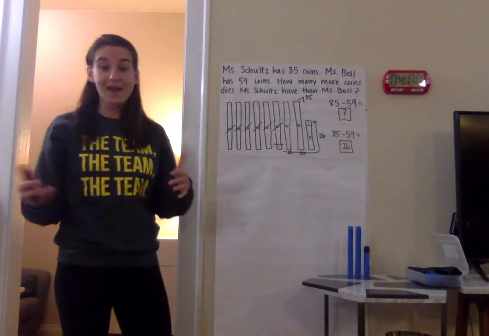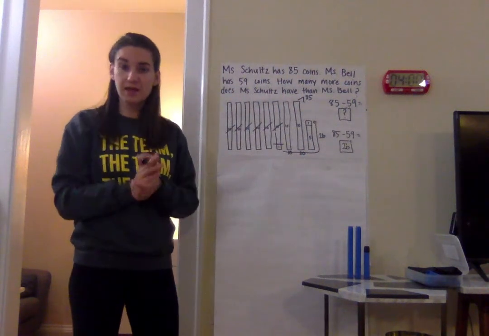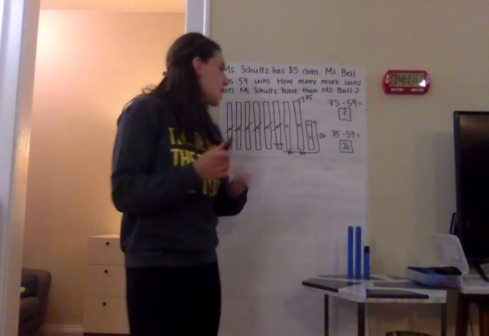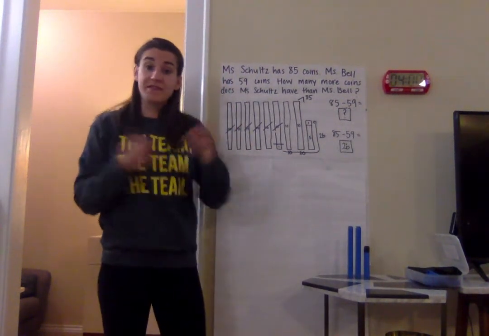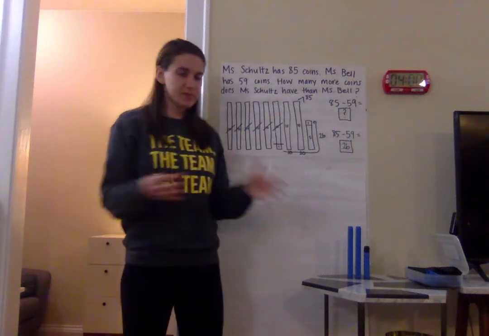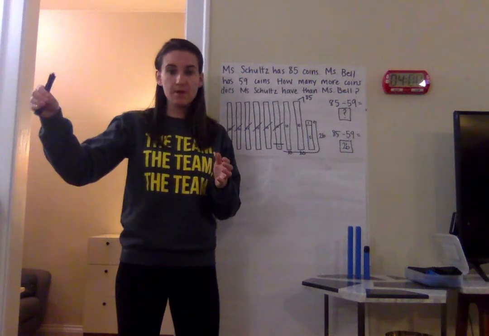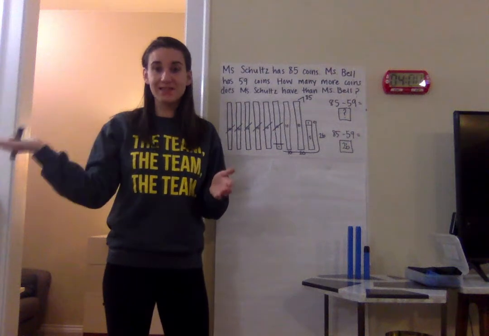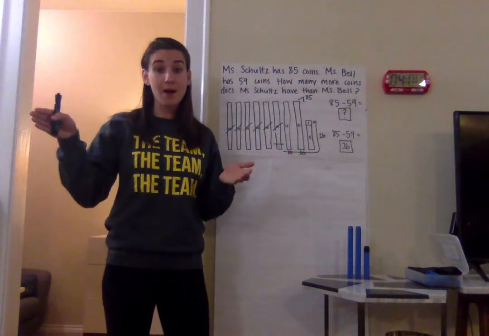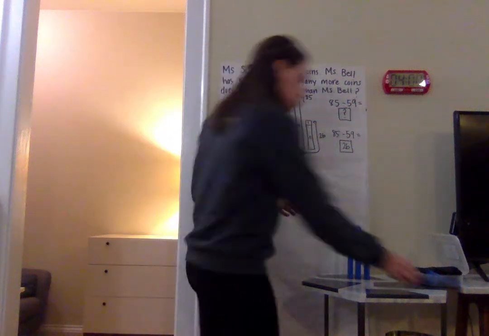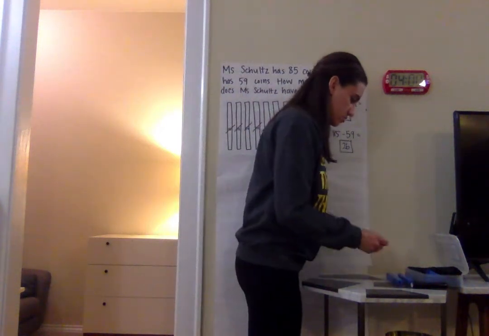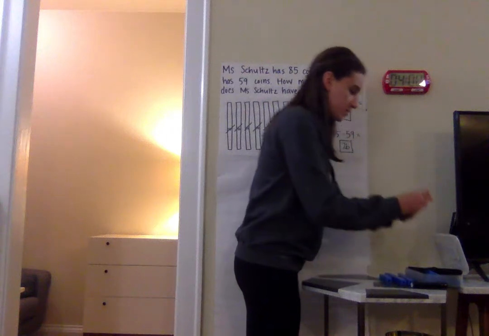That means that I had 26 more coins than Ms. Bell had. Let's solve it another way and see if we can figure it out. Another way that we can solve to find the difference between two numbers, or to find how many more I had, is by taking Ms. Bell's number and adding up and seeing how many more I would need to add to get to that bigger number that I had. So let's do that. We're going to start with Ms. Bell's number, and we're going to add up to get to that bigger number. So we want to start with 59. Let's do that. Get all our cubes back together.